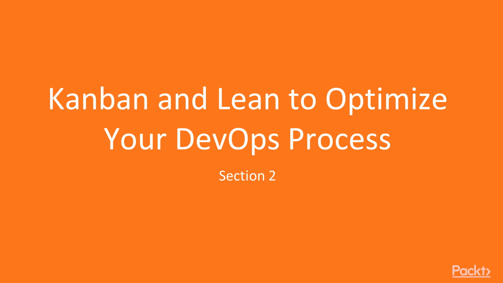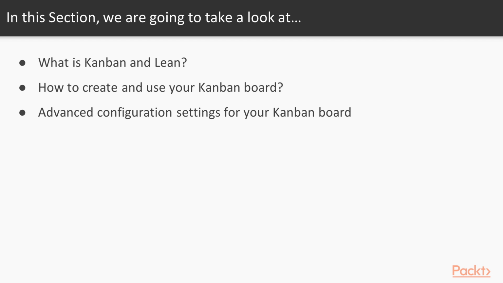Section 2, Kanban and Lean, optimize your DevOps processes. In this section, we're going to learn what the difference is between Kanban and Lean. We're also going to look at how you can create your own Kanban board, and then we're going to go into advanced configuration settings for your Kanban.